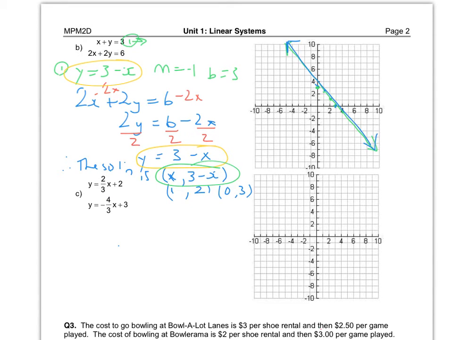Okay, try the next one, graph it, find the point of intersection, state your solution, see how you do.